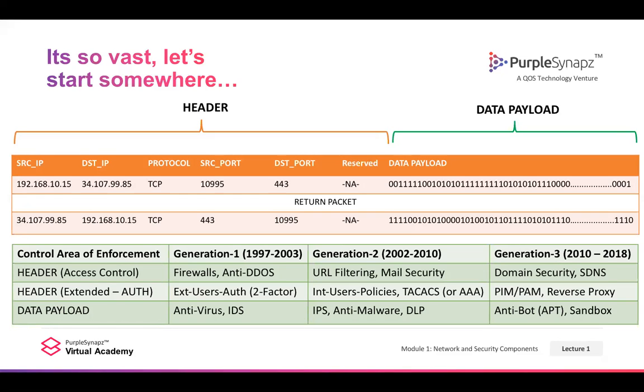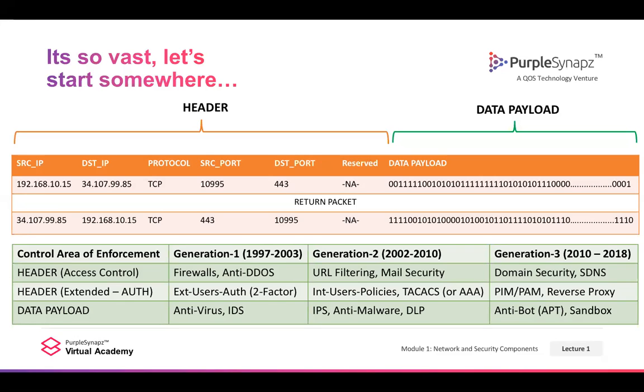And let me tell you, when we are seeing header, this time I have broken the header into two further parts: header access control and header extended authentication. Bear with me. This is all part of the header security itself. So let's come to the first row. I'll again explain that there are four columns here. In column number 1, we are seeing the control area of security enforcement.